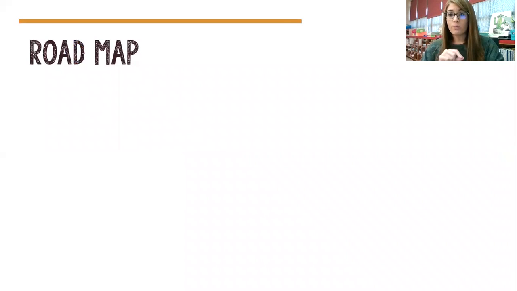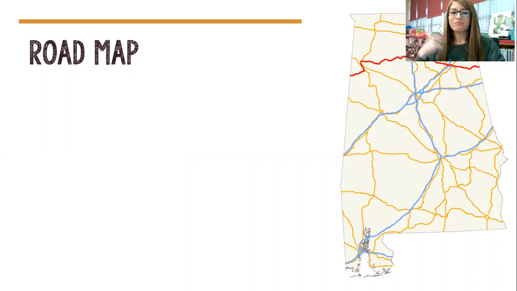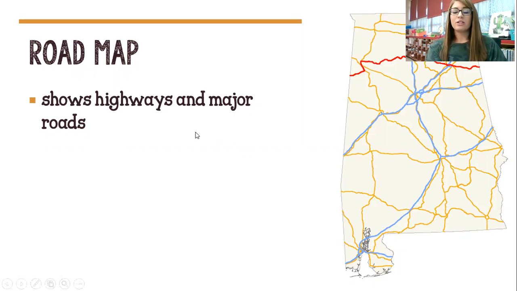Then we've got a road map. Pretty easy, right? So this is a road map of Alabama. That shows highways and major roads. Now, road maps are not going to show every tiny little nook and cranny road, because sometimes there are dirt roads that people don't know about and they don't draw on there. But it does show highways and most major roads.